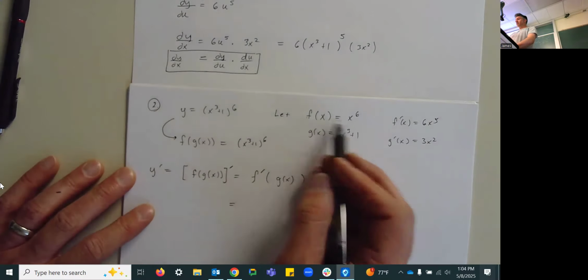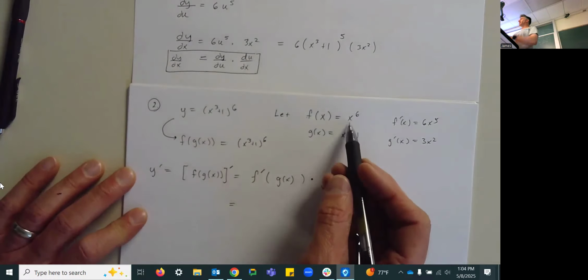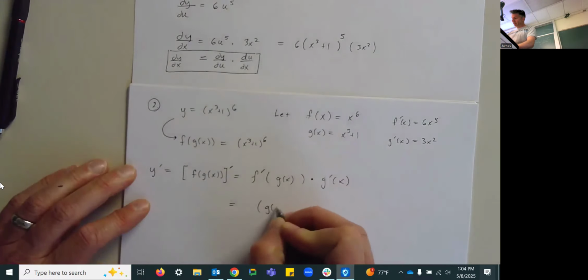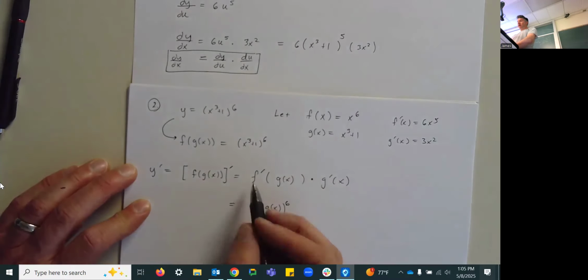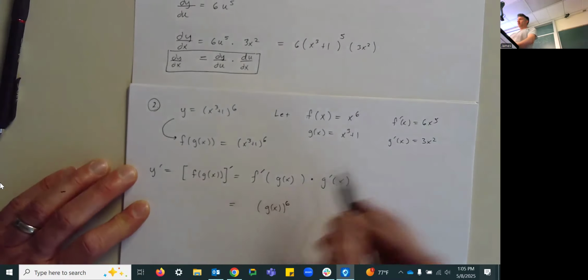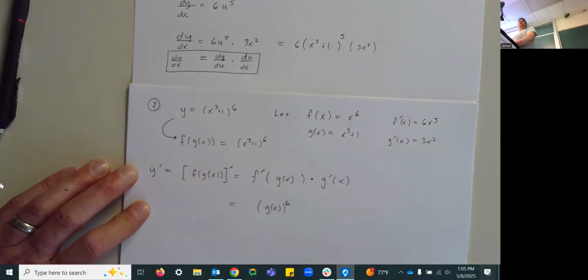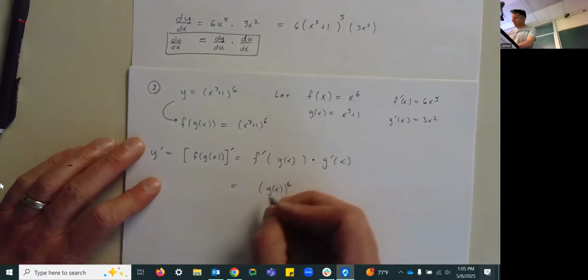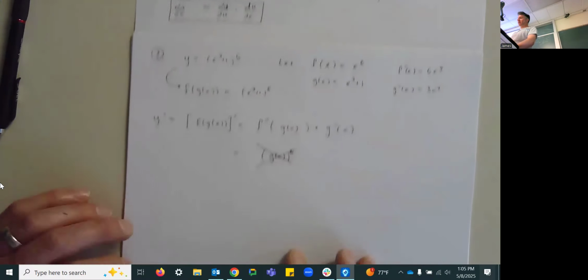So f prime is x to the 6th, but it's not x to the 6th we're going to get. It's going to be g of x to the 6th power, because that's what f prime of g of x is. F prime of, oh, nope. I wrote f of g of x. Sorry, that's a mistake. Let's try again.